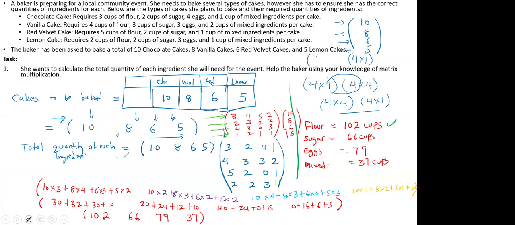Yes, I do. So you multiply the 3 times 10 plus 4 times 8 plus 5 times 6 plus 2 times 5. It's row by column. Have you seen? Yes, teacher, I've seen. Okay. Okay, thank you, teacher.